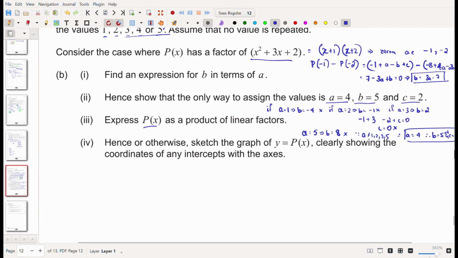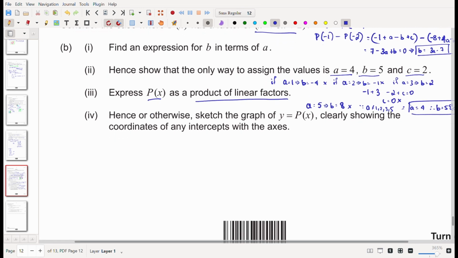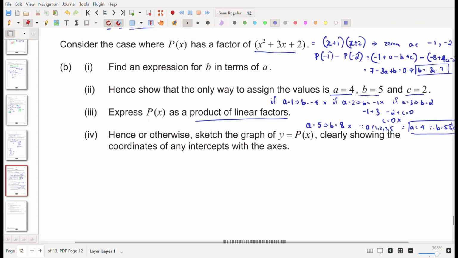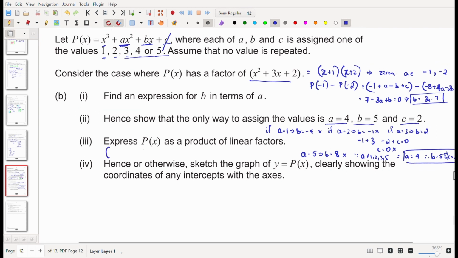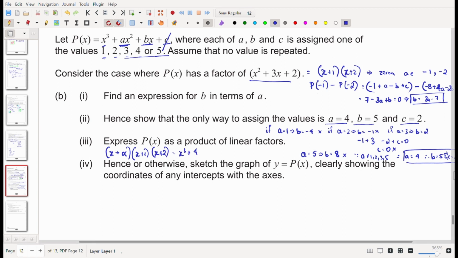Now, we're expressing p of x as a product of linear factors. So let's see if we can write that out right here, shall we? So since we already have a, b, and c, let's call this x plus, I don't know, alpha times, and we already found here x plus 1 and x plus 2 are the factors of p of x. X plus 1 and x plus 2 is equal to x cubed plus 4ax squared plus 5x plus 2.